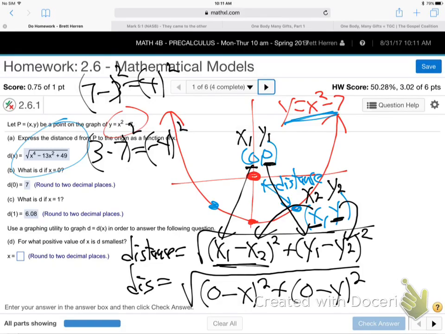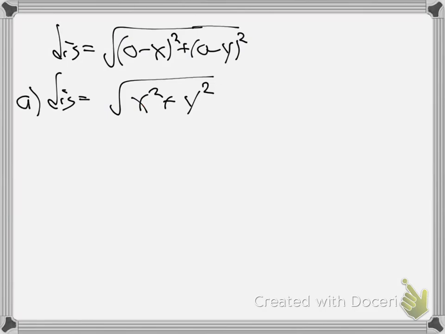They're going to say express the part A only in terms of x. They don't want any y. They want us to get rid of the y. How do we do that?